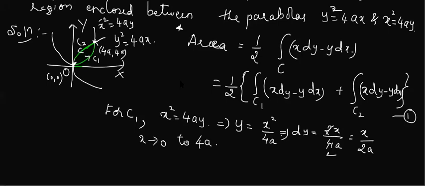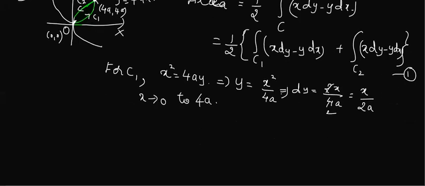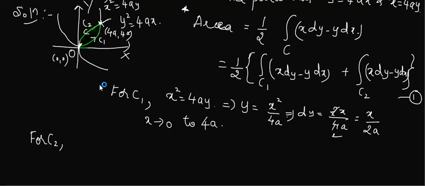Let us take now C2. And here what we'll do, we'll try to write everything in terms of y. For C2, what is the equation? Where is C2? C2 is on which parabola? y square equal to 4ax.